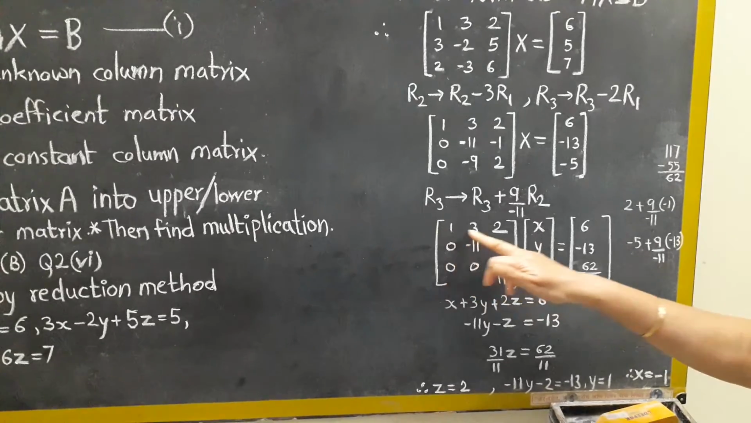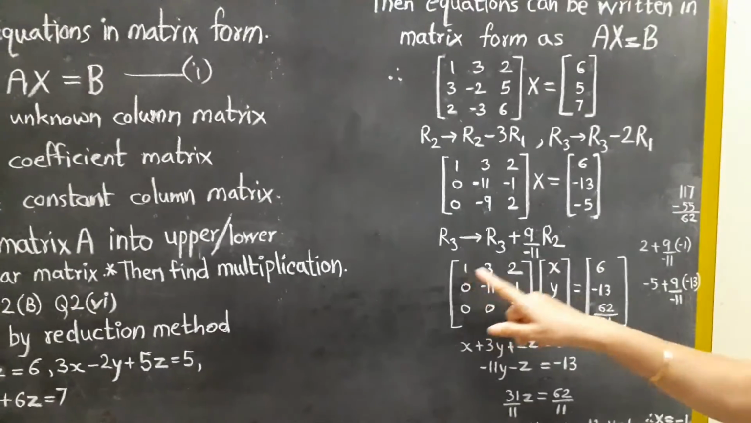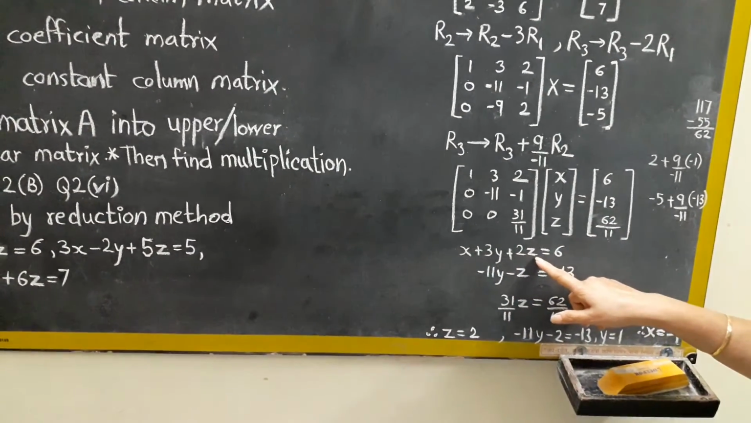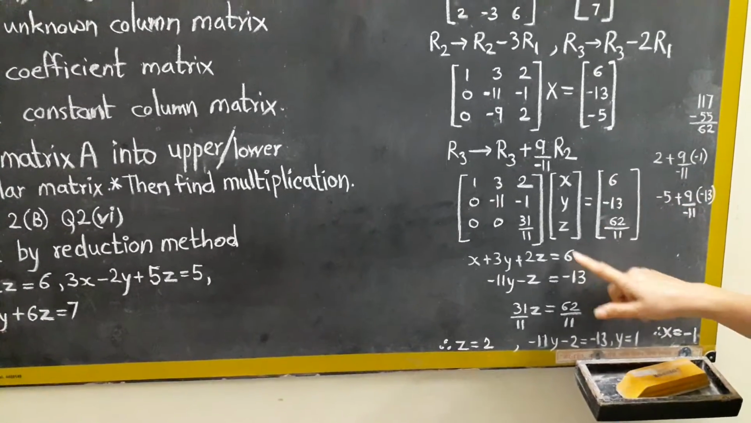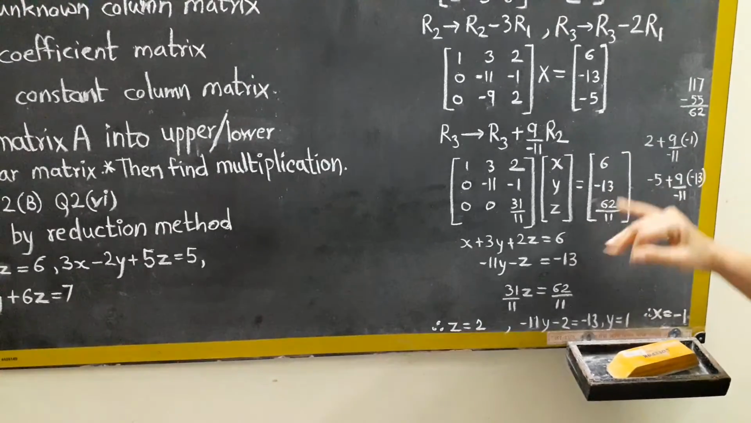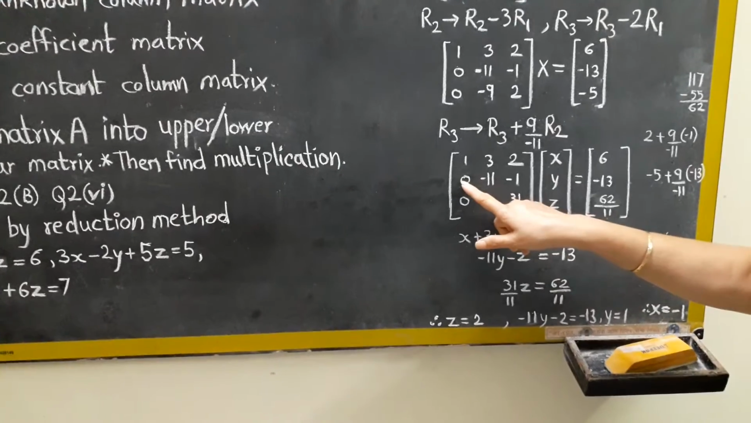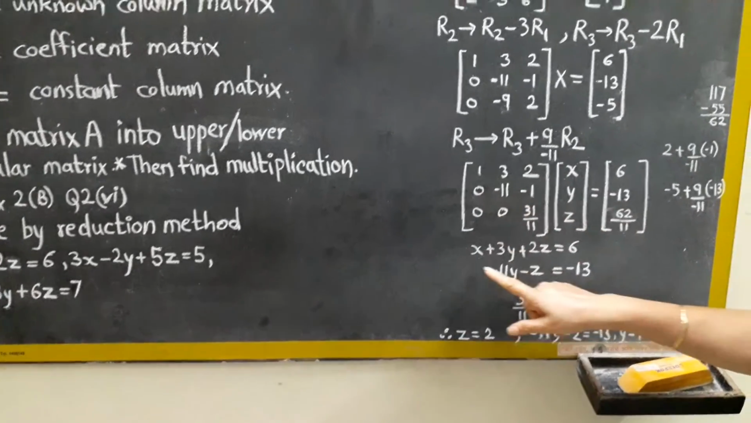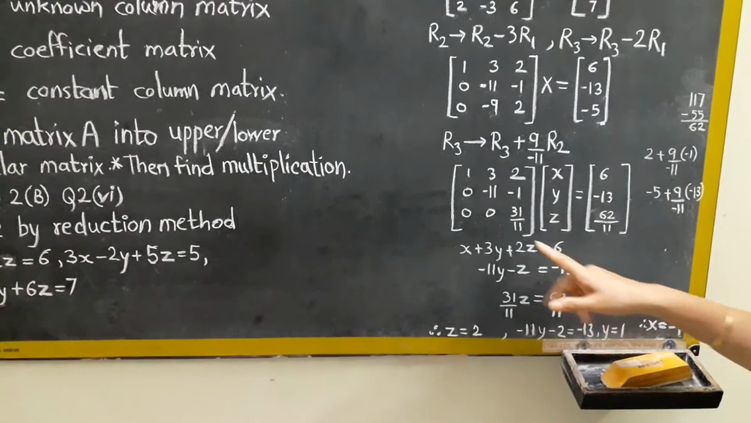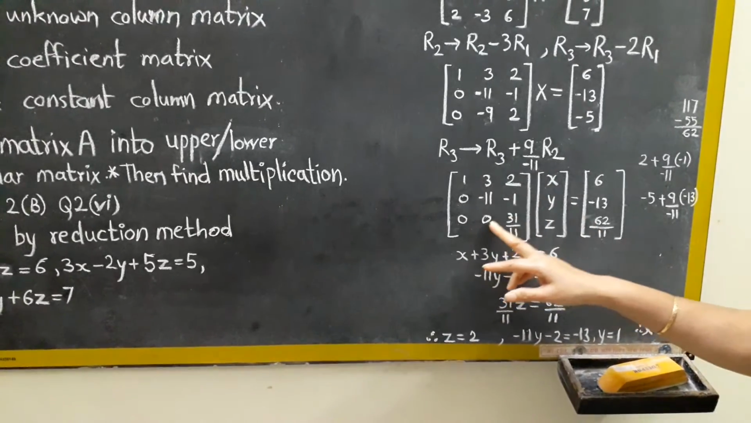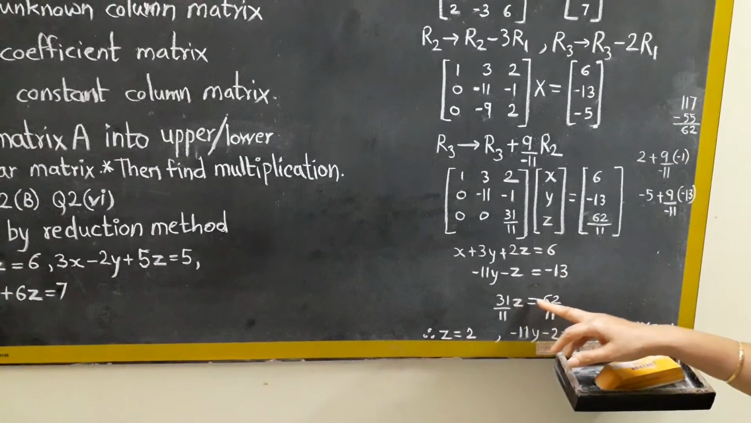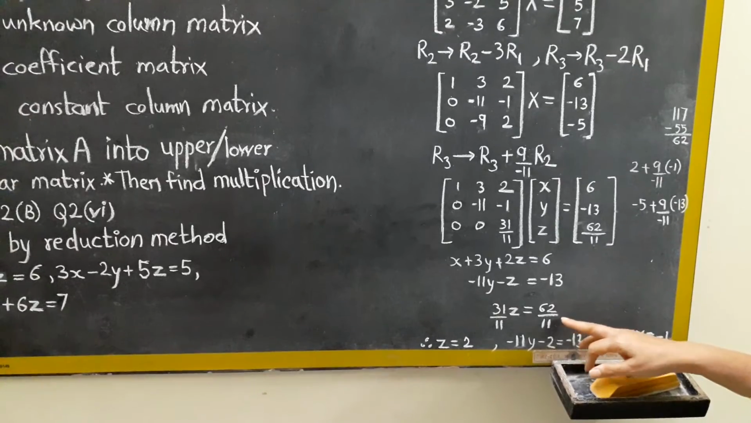So what I get is first row multiplied by first column. So 1x plus 3y plus 2z, see, 1x plus 3y plus 2z, which has to be equal to 6. The second row multiplied by second column, so I have to equate it to minus 13. The second row 0 times x, so x is not there. Minus 11 times y minus z equals to minus 13. And the last one is 0 times x plus 0 times y plus 31 upon 11 times z is equal to 62 upon 11.